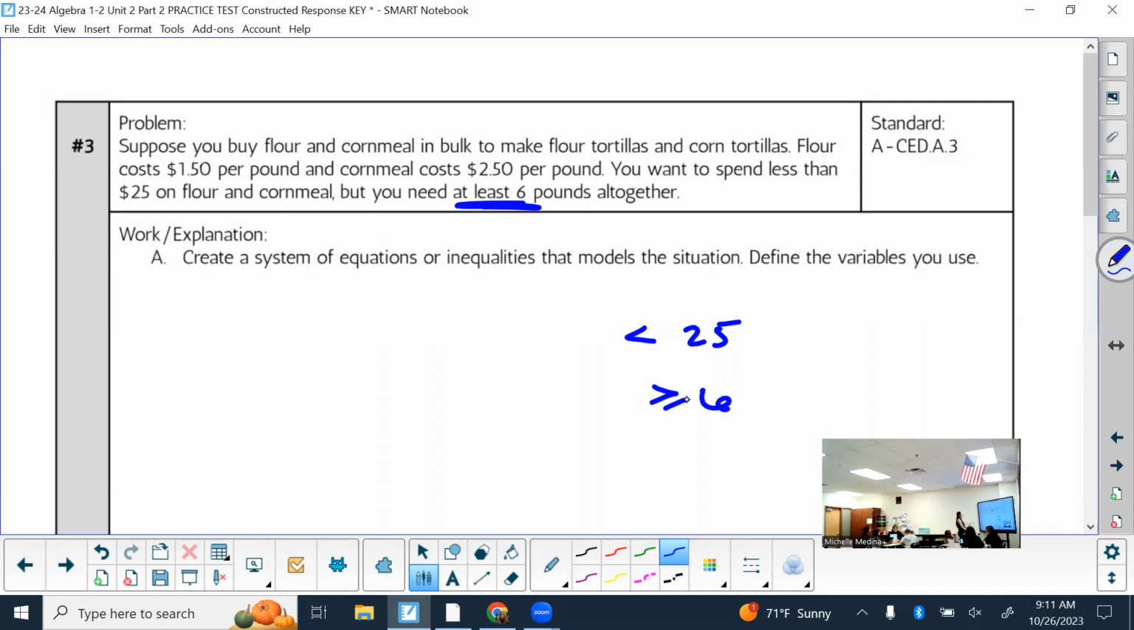Then you also have to define your variables, so see what's going on in the situation that can vary or that we're trying to figure out. Label that with variables. And then since our first total was for money, probably keep your dollar amounts with your dollar amount total. So what should we write on the left side of this? So what's contributing to the $25 that I have to spend less of? 1.50 and 2.50.